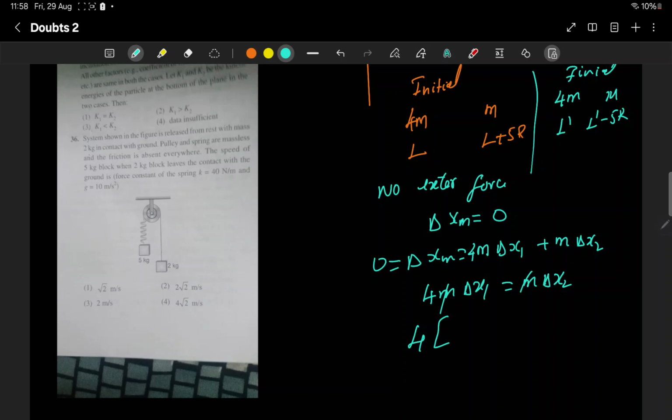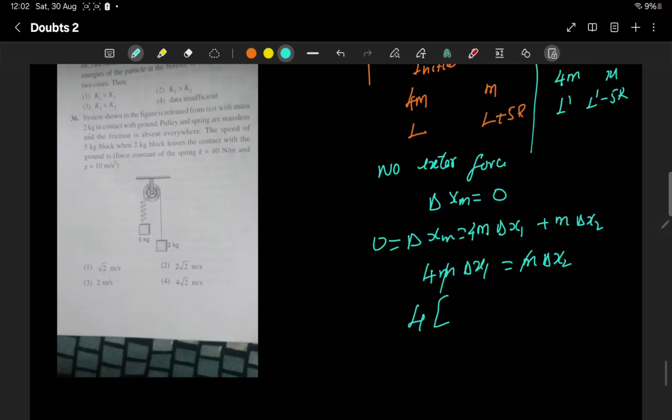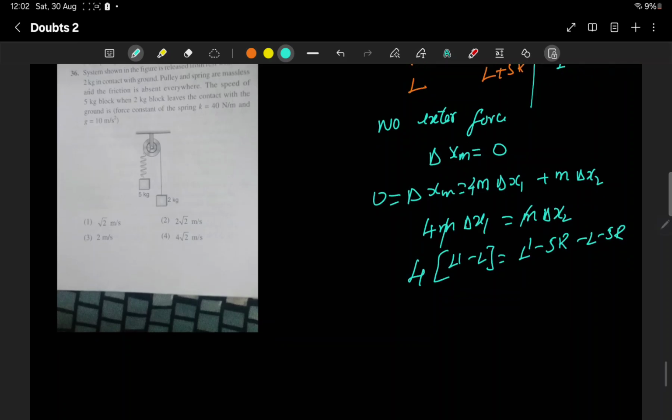Now it becomes L. Okay, so here del x1. So here what is the change? Your L minus L prime, or we can make it L prime minus L, which is del x1. Okay, del x2. Initially it is at L prime minus 5R, so minus (L minus 5R). So this is what we are getting.